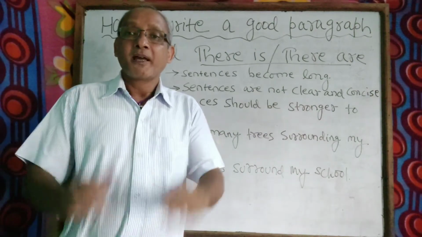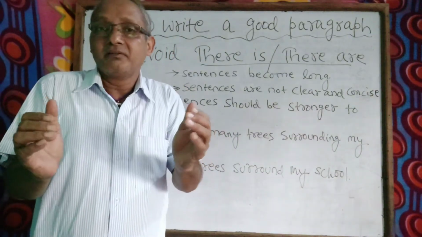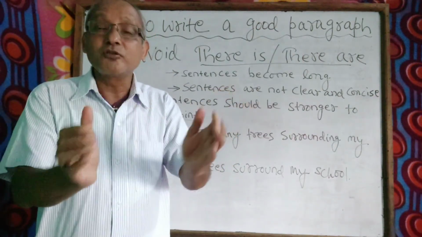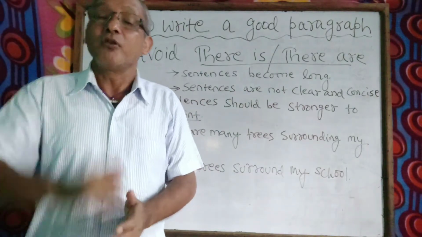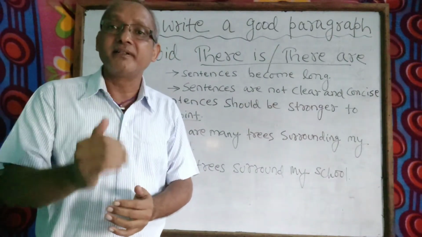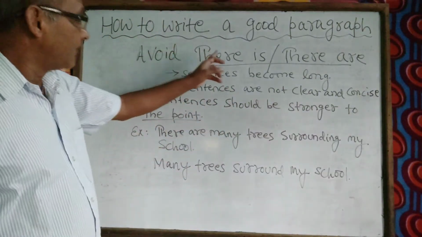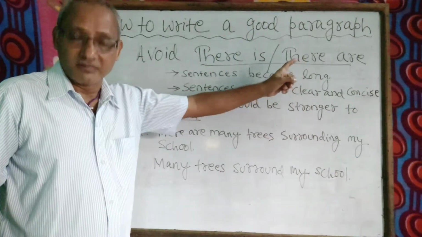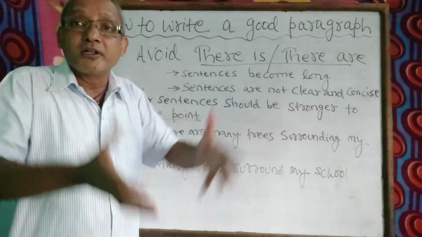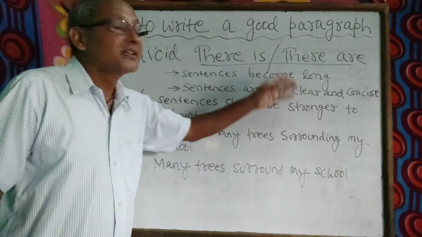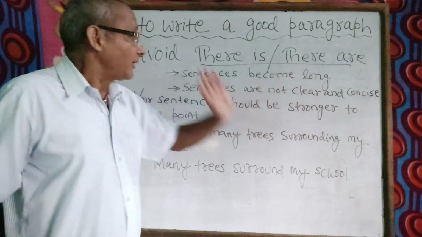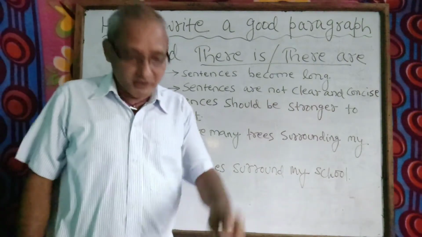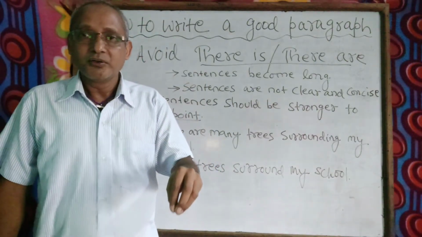Another thing is, the readers do not want to read long sentences. They want the sentences to be clear, concise and to the point. And which words make the sentences long? Avoid "there is" and "there are." These two things make the sentences look long, and they are not clear and concise. So avoid this practice. Your sentences should be stronger and to the point, on what you are intending.